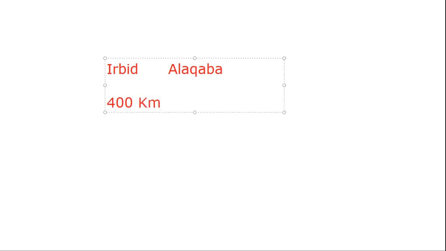Now, how can I show on the map, how can I explain for you on the map that the distance between Irbid and Al-Aqaba is 400 kilometers? Suppose that I want to draw a map with 400 kilometers. It's impossible to draw a map with this length. So I can use something called map scale. On the map scale, for example, I can use, for each 1 centimeter, centimeter is very small.